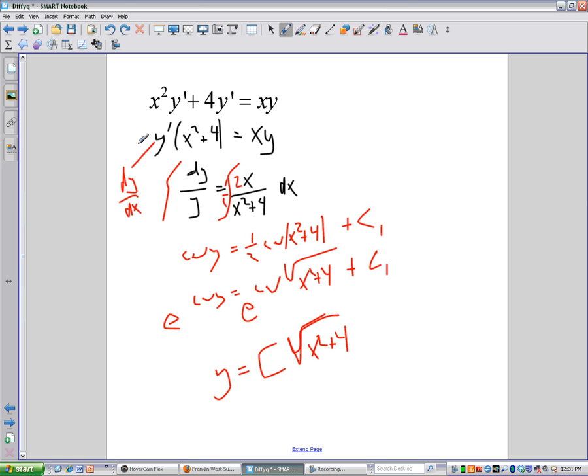So, separate the variables. Get to something that you can integrate, solve it. Okay?